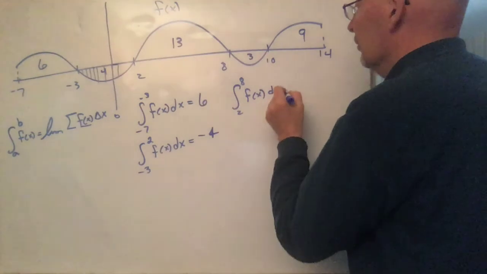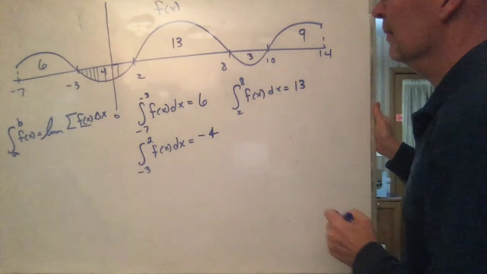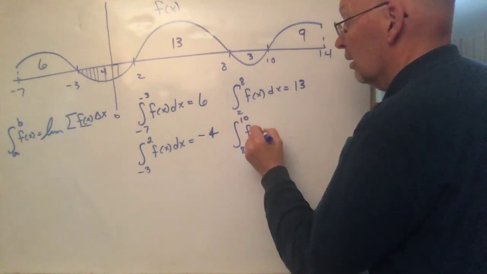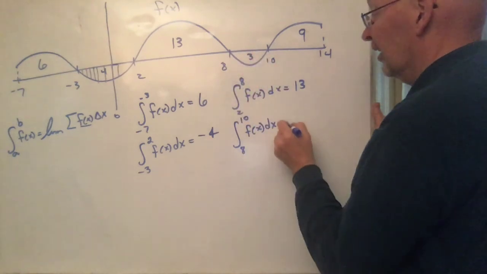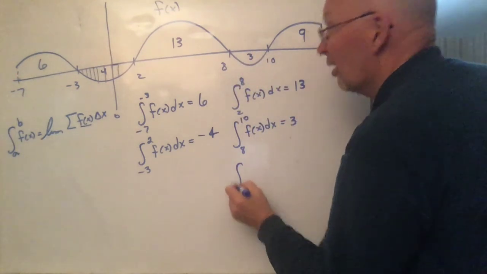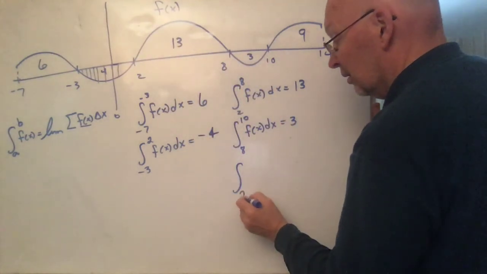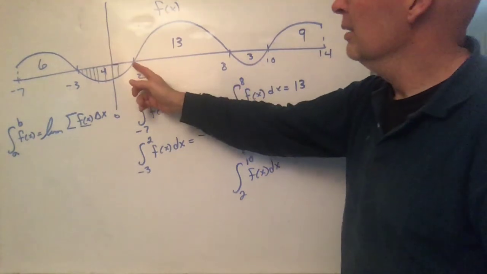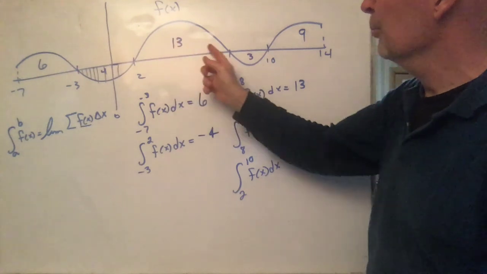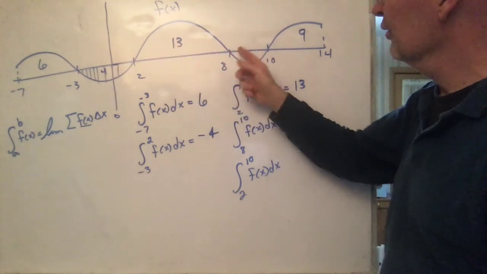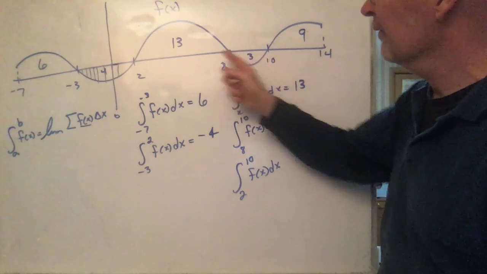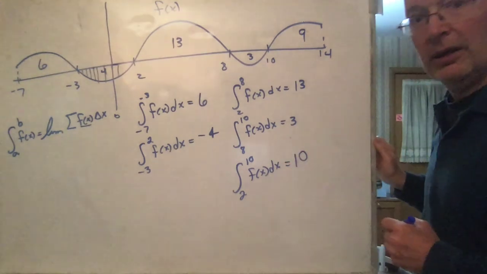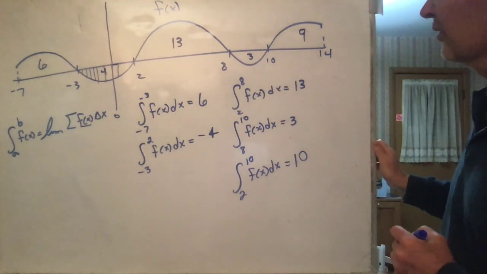Dx, that's going to be 13. Okay. What about from 8 to 10? That's going to be what? -3? What about from 2 to 10? From 2 to 10, well, from here to here, you're getting all these positive contributions adding up to 13. From here to here, you're getting a bunch of negative contributions adding up to -3. So by the time you go from here to here, it's going to be 13 minus 3, which is 10. Agreed? See that? So that's the way it works.